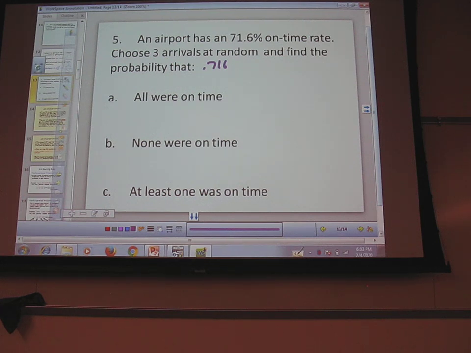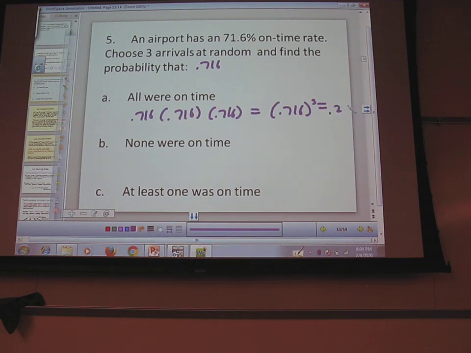So 0.716 times 0.716 times 0.716. That's the all, right? Which is the same thing as 0.716 to the 3rd power. And you guys got what? 0.367. Okay, good.